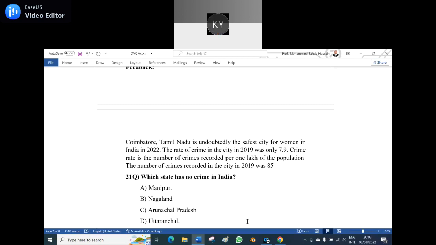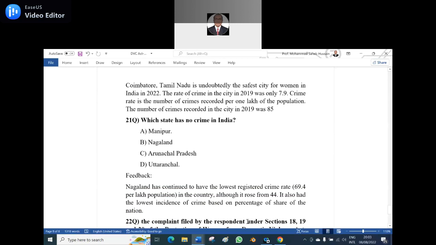Wrong. I think Option D, Uttaranchal is the right answer. Option A, sir, Manipur. Wrong. Option B, Nagaland. Manipur is the right answer. This Option A is the right answer.